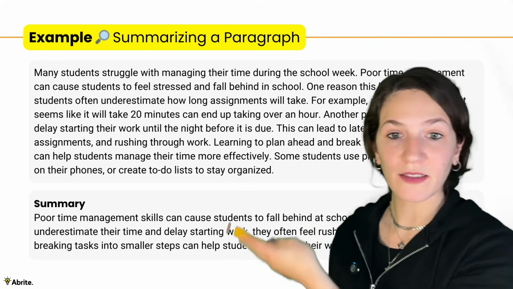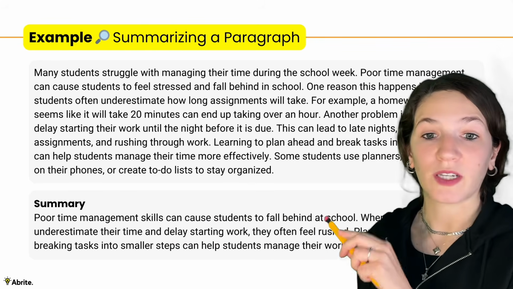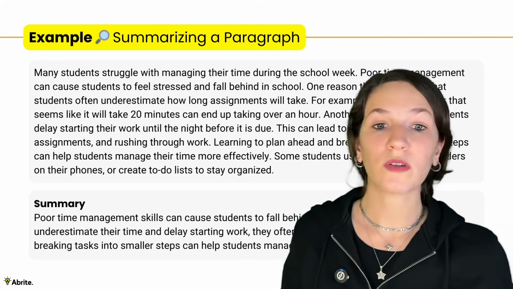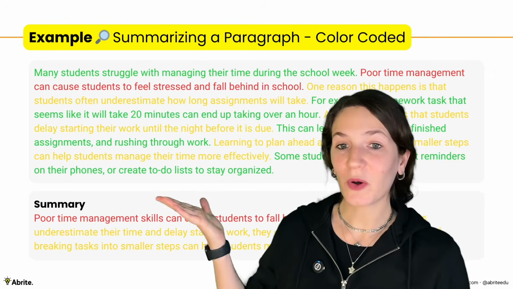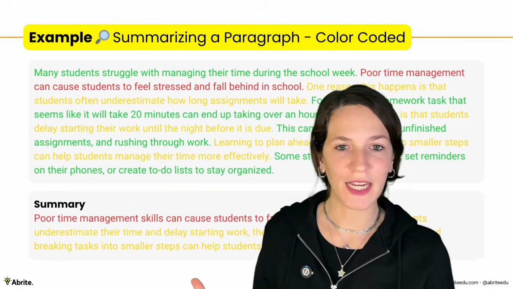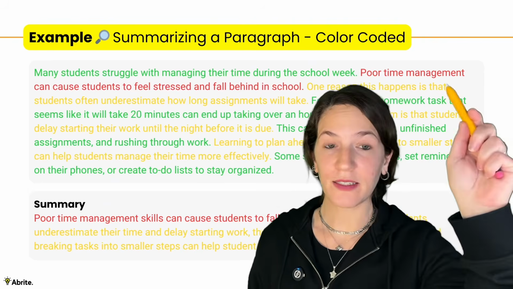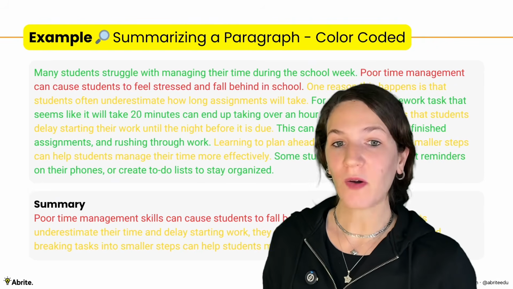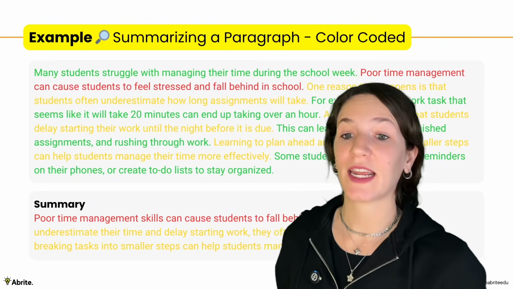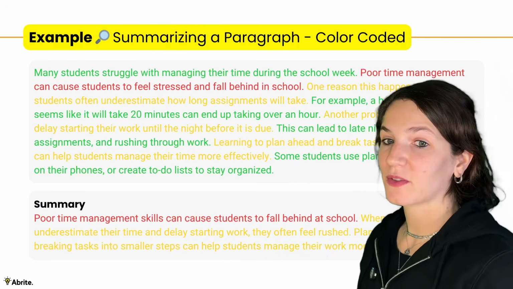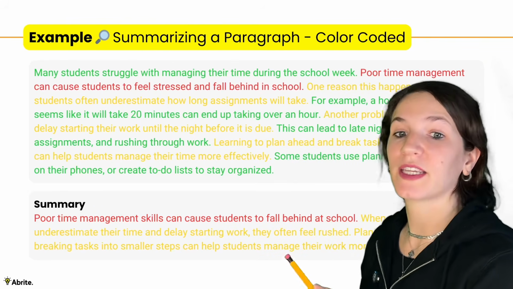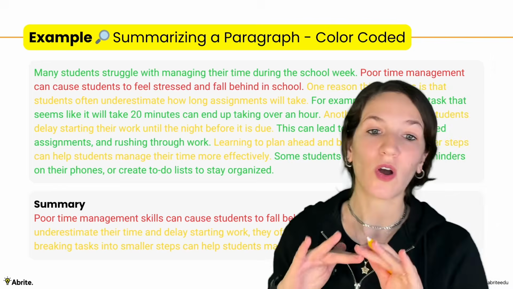It's a shorter text. We have our main idea, we have our key points, and it's written in our own words. And here is a color-coded or annotated version of the text. Our main idea is in red, our key points are in yellow, and our details are in green. And as you can see, our summary includes our main idea and our key points, and the details are omitted.